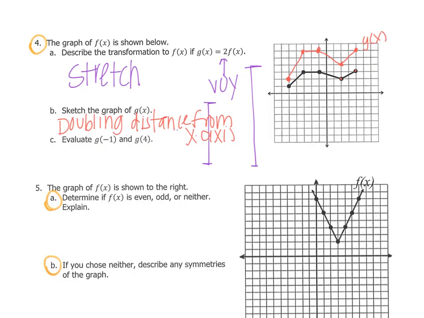So when we're asked to evaluate, it's the same process. Remember to look at your brand new graph. So we have g of negative 1 and g of positive 4. Go ahead and evaluate independently on your own right now. You should actually get 6 for both of them. That's because if I move to the left one and up, up, up to my new graph, I'm at 6. If I move to the right 4 and up, up, up to my new graph, I'm at 6 again.